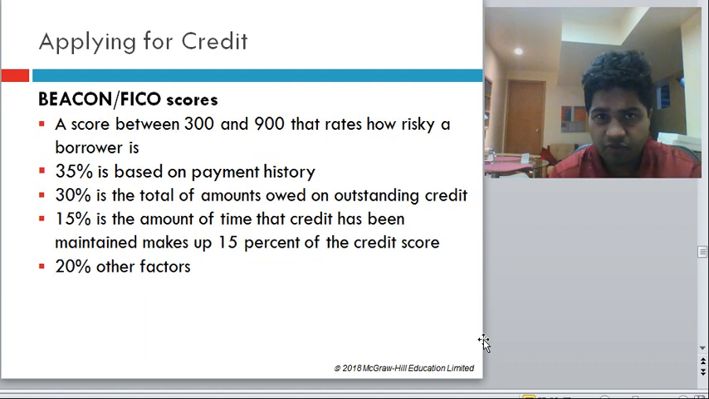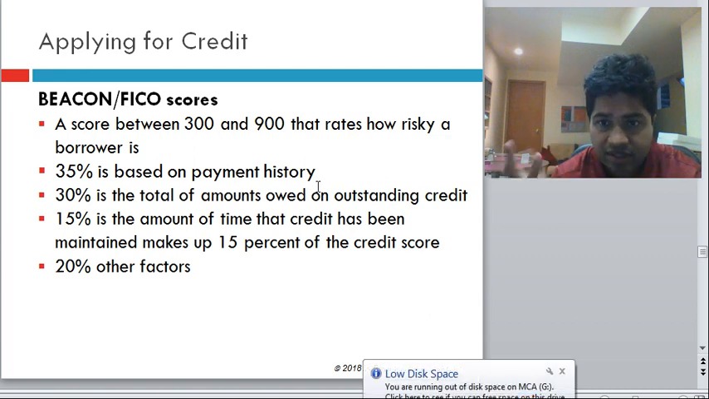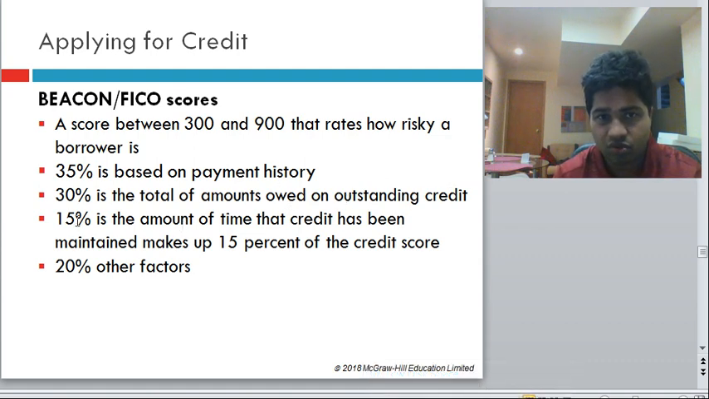So Beacon and FICO scores are what we generally use. This is a score between 300 to 900. It rates how risky a borrower is. 35% is based on payment history, so make your payments on time. The utility payments, because if you skip payments, it shows your phone payments, your credit card payments, your loan payments. Always make them on time. 30% is based on the amount owed on outstanding credit. 15% is the length of time that credit has been maintained, and 20% on other factors.